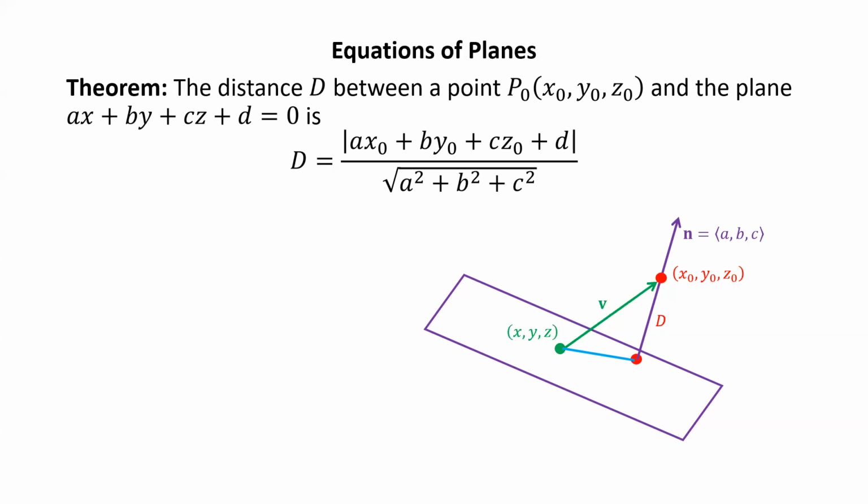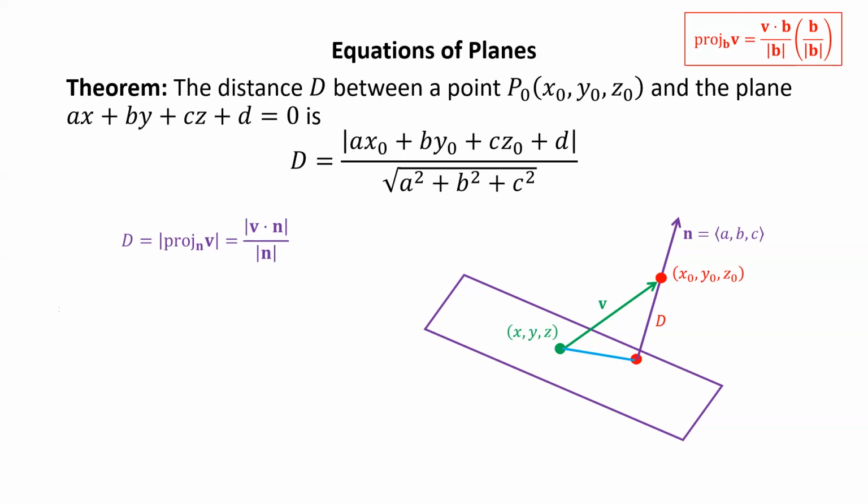Notice that the distance we're looking for is the length of the projection of v onto the normal vector n. Now recall from the lesson on dot product that the formula for the projection of v onto a vector b is v dot b over the length of b times a unit vector in the direction of b, namely b over the length of b. So the length of the projection of v onto n is the absolute value of v dot n over the length of n. So let's compute that.